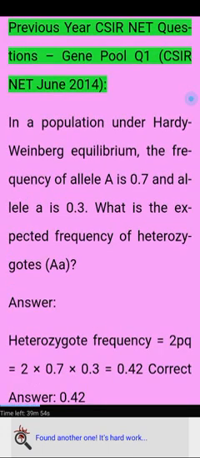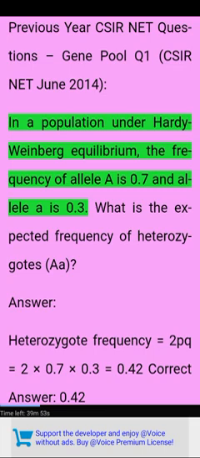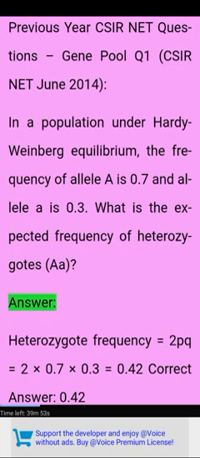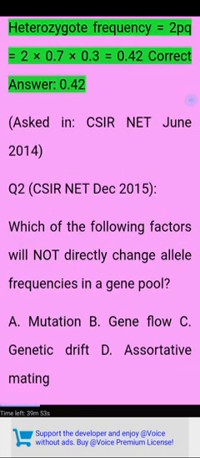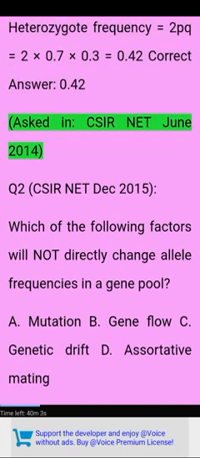Previous year CSIR NET questions. Gene pool. Q1, CSIR NET June 2014. In a population under Hardy-Weinberg equilibrium, the frequency of allele A is 0.7 and allele a is 0.3. What is the expected frequency of heterozygotes Aa? Answer: heterozygote frequency equals 2pq equals 2 times 0.7 times 0.3 equals 0.42. Correct answer, 0.42. Asked in CSIR NET June 2014.